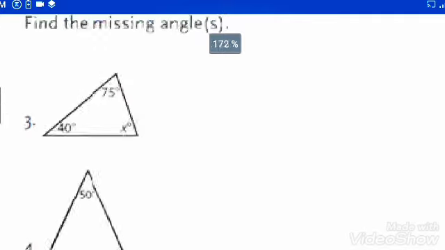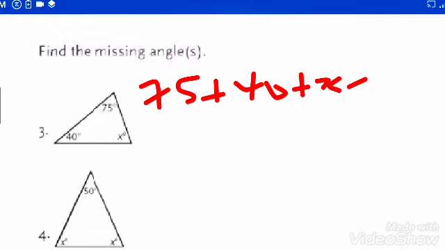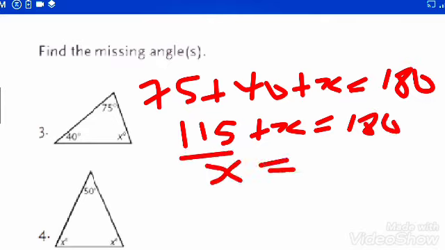We have 75 and 40. We're looking for x, so we're going to have 75 plus 40 plus x equals 180. 75 plus 40 gives 115, plus x equals 180. Here we're going to collect like terms, so 115 will go and join 180, and when a number crosses the equality sign, the sign of the number changes. If it was positive, it becomes negative. If it was negative, it becomes positive. So here it's positive, so it's going to be negative.